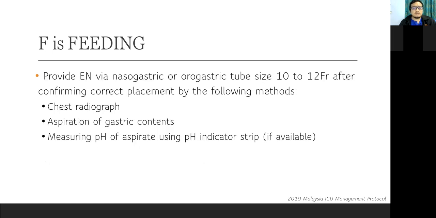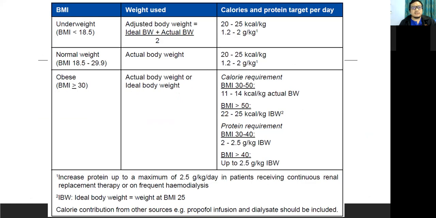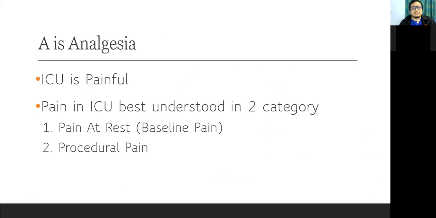Okay, so you have to provide EN via nasogastric or orogastric tube with adequate size, 10 to 12 French, after confirming correct placement by the following methods. Okay, so this is the NUTRIC score. You have to calculate it. If you have this patient, you have to be careful for the patient not to have refeeding syndrome. It's very dangerous to have refeeding syndrome. So this is the goal of the feeding you have to follow from the Malaysia ICU Management Protocol, based on the BMI.